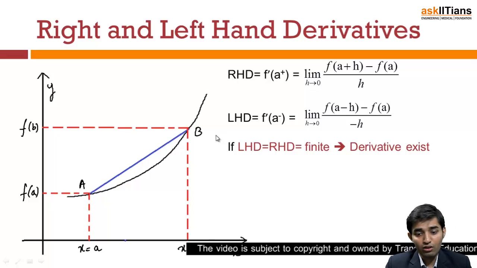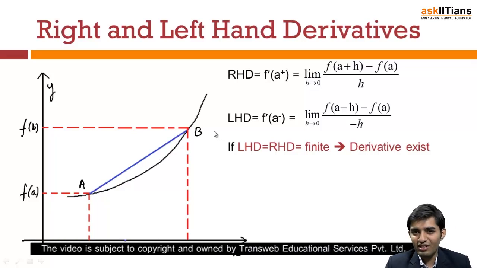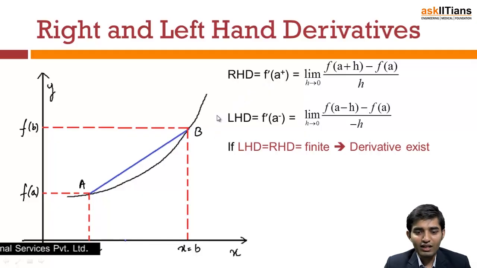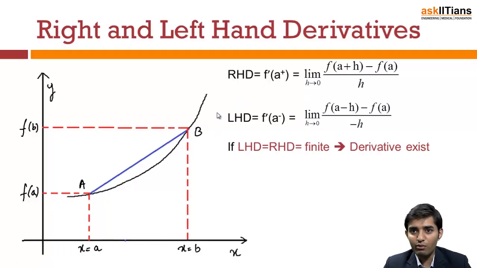and how to know whether a function is derivable or not. Suppose some random function is given to you and it is asked whether this function is derivable or not. How to find out whether a given function is derivable or not? Now to know this, what we will do is we will first find out what is called the right hand derivative and left hand derivative.